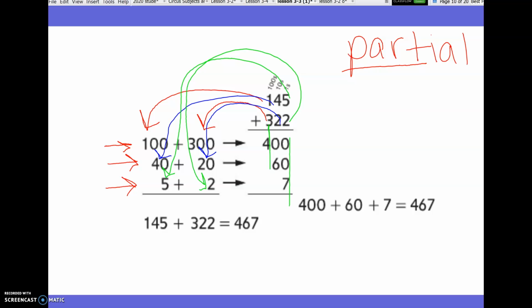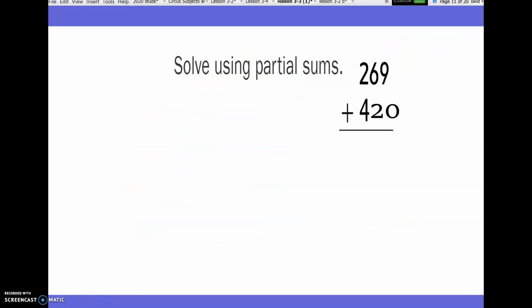So now that I have taken them apart, I'm going to rewrite it down here in expanded form. So 400 plus 60 plus 7. I put that together and I have 467. So that means that 145 plus 322 is 467.